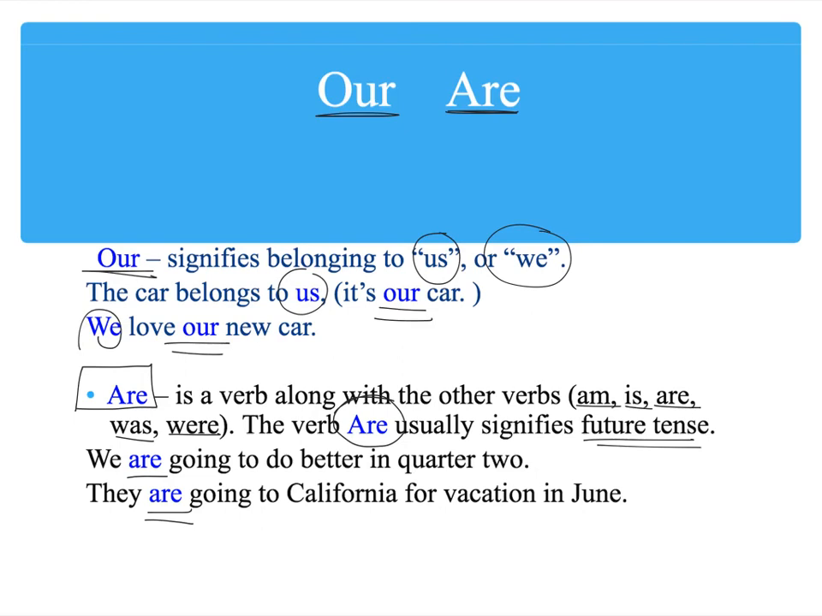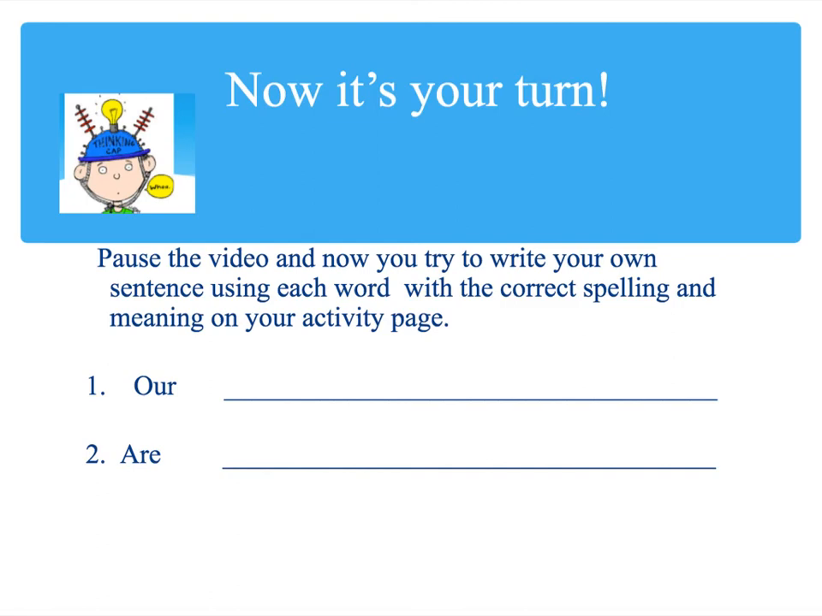Do you know what's coming next? Ding, ding, ding. You guessed it. Pause the video and now try your own sentences for our, meaning we or us, and are, meaning a verb that usually signifies something that's going to happen in the future.